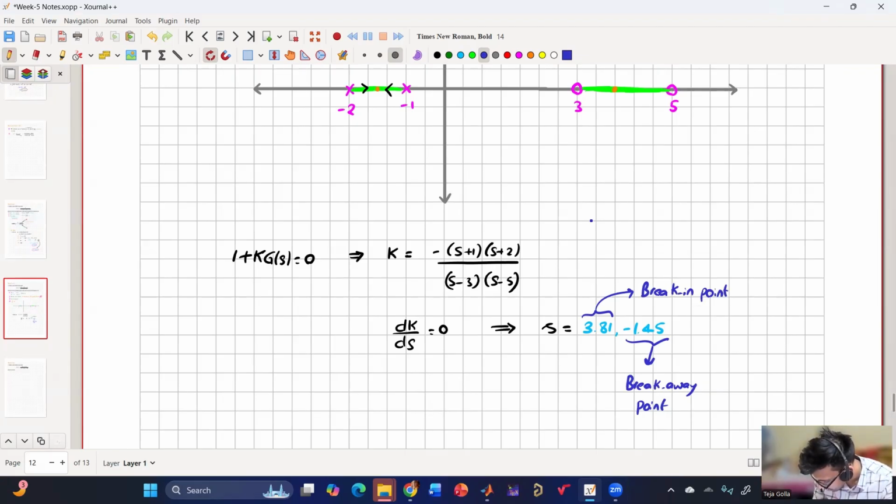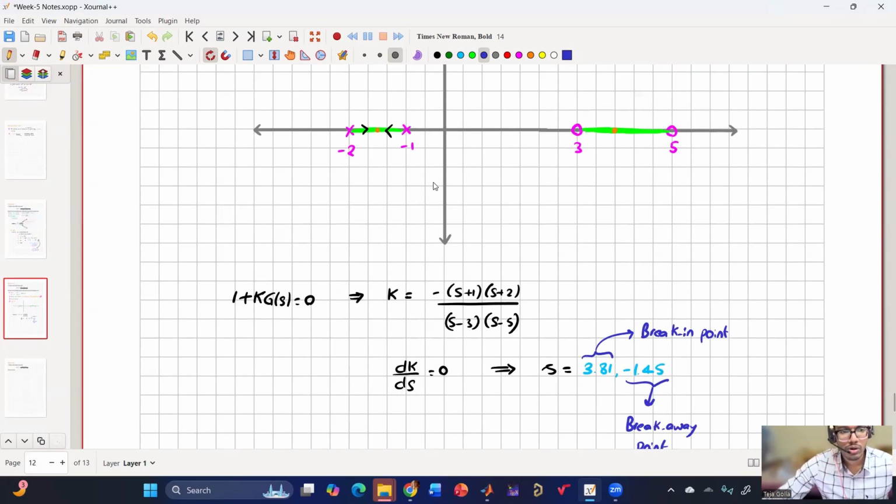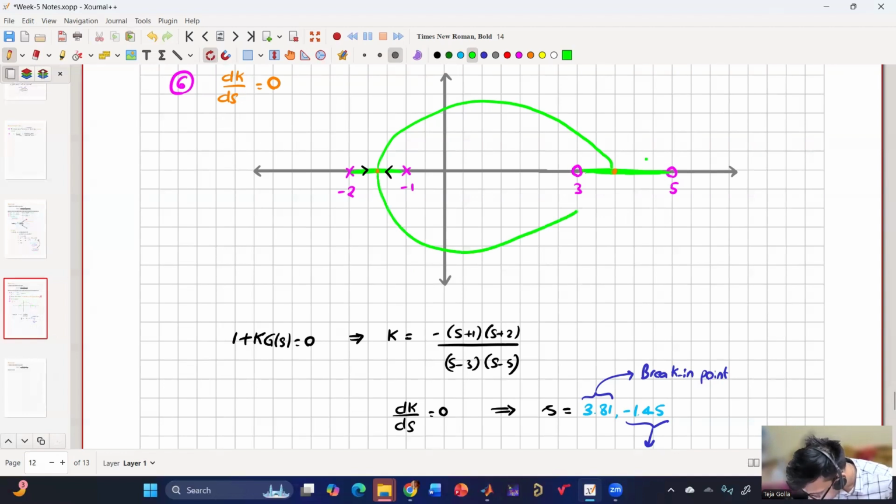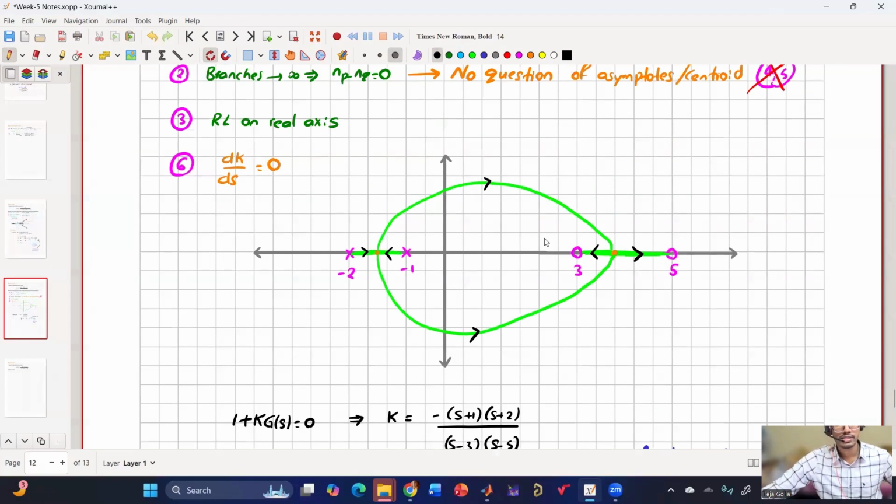Because they are hitting here and then they will meet here again. They will hit here and then they will move to this break-in point. Similarly, it is going in the opposite direction. This is going in this direction, and this is going in this direction. Once they hit, one will go to 3, one will go to 5. So this is the way the root locus looks for this problem. Is this fine?